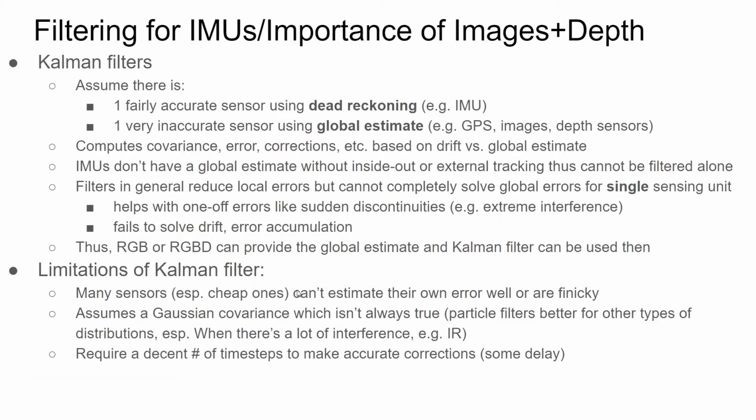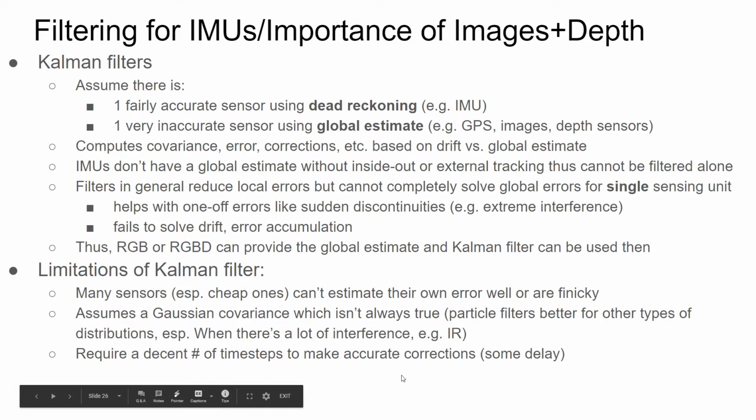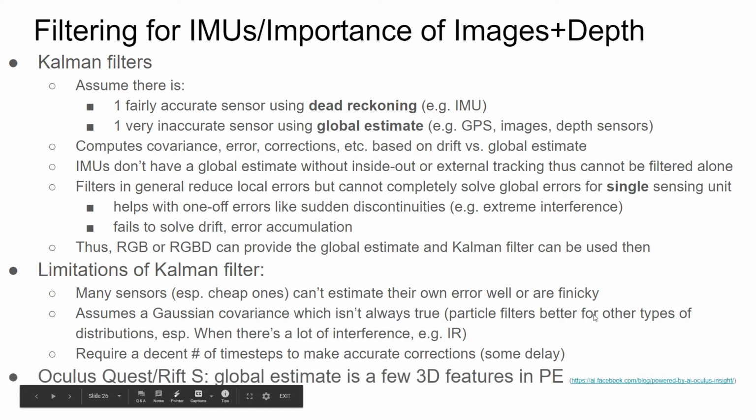From what I know, the Kalman filter requires a decent number of time steps before it knows how to make the correction, which could be a problem, especially if you have something like interference, which is causing sudden discontinuities. So there is a little bit of delay. In VR, it's actually not a problem because you can't see the real world, but in AR, it is a bit of a problem.